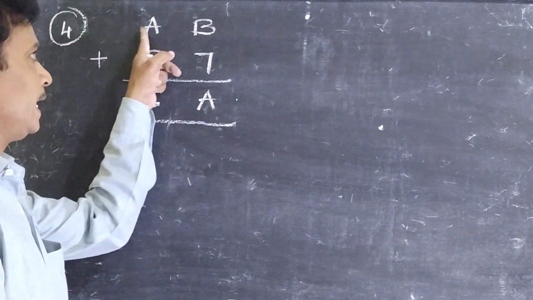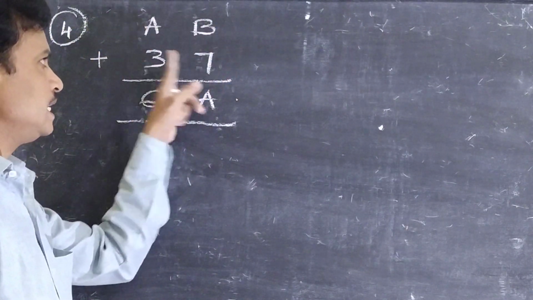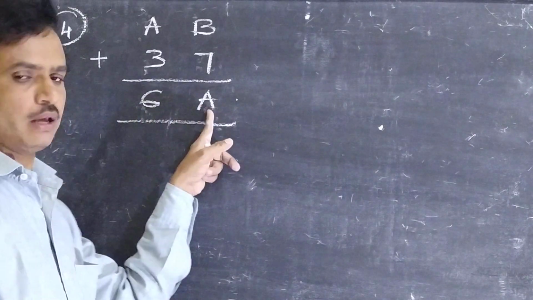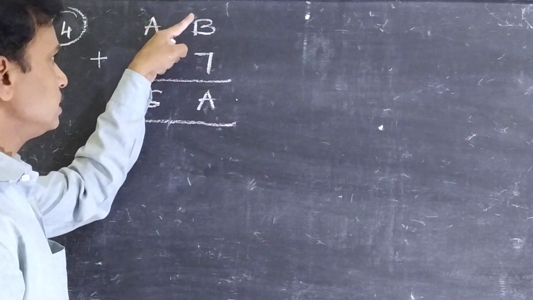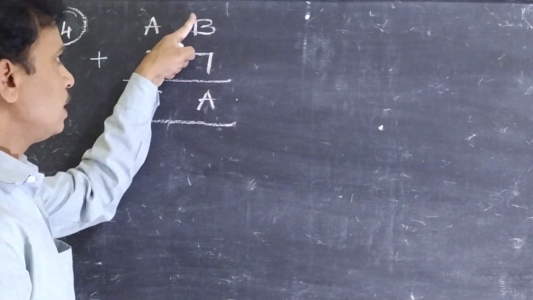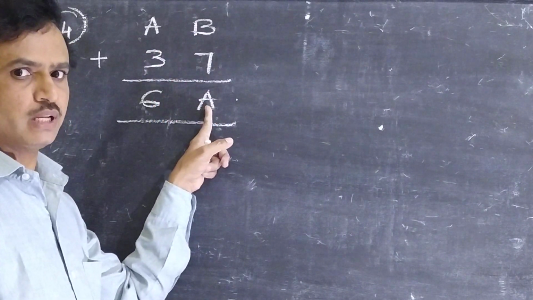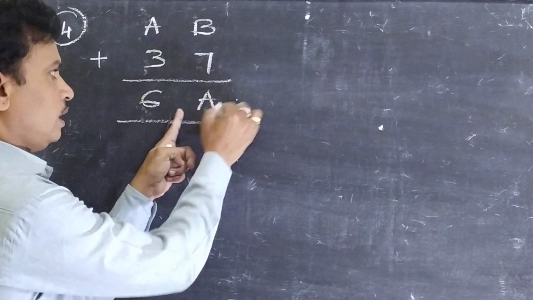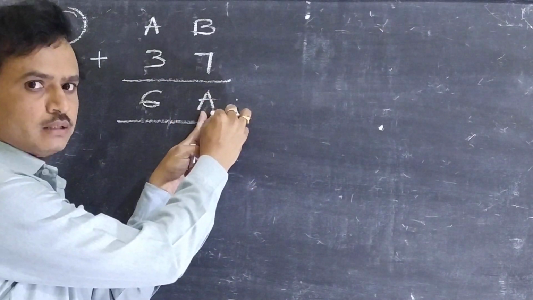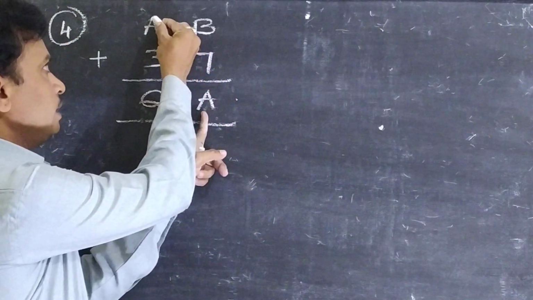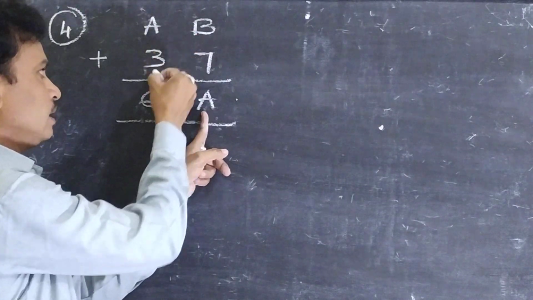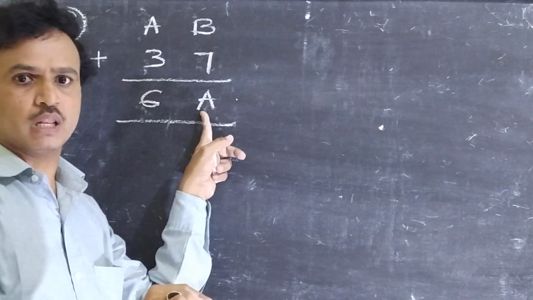Question number 4. A, B, 3, 7, then 6, 8. If you take B is equal to 1, 1 plus 7 is 8. Now here the A value we are getting is 8. So if you take 8 plus 3, 11. So this is not possible.